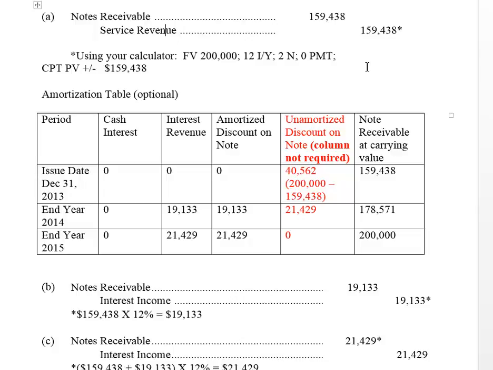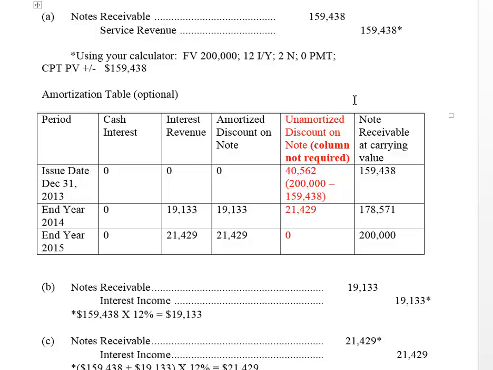And again, in this case, because it's a service that we're offering, we're not loaning Rank cash. We're just providing a service to Rank. We're going to have to record our service revenue in our books at $159,438. So now that we've done the entry at the end of 2013, we can set up, if we wish, a table. And in this table, we can set up calculations in order to find out how much interest income or interest revenue Clearing would book at the end of 2014 and the end of 2015.